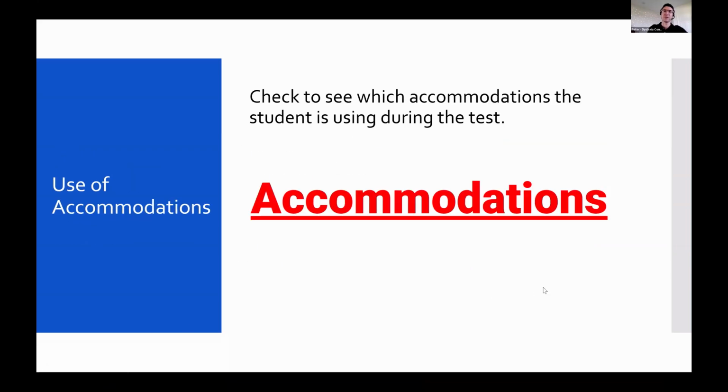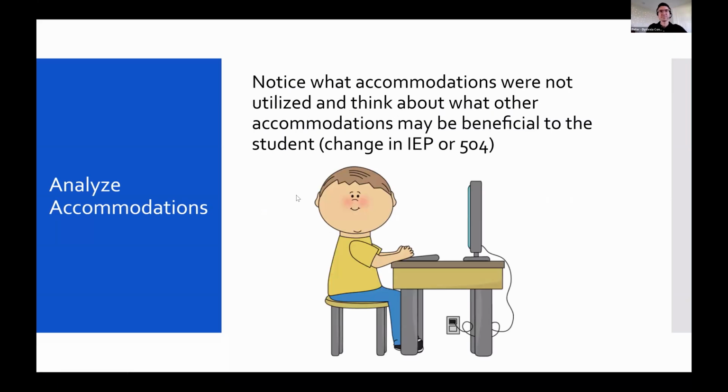You can also check to see which accommodations the student is using during the test. This can be really helpful because a student might have a lot of different accommodations available, but if they have five accommodations that they are able to use and you only notice them using one or two of them during the test, that may give you information about which kind of accommodations are helpful to them. And you can also have a conversation with a student about, hey, I noticed you were using this accommodation a lot, but you didn't use this one. Is there a reason for that? Do you like this one particularly? And that can be helpful info.